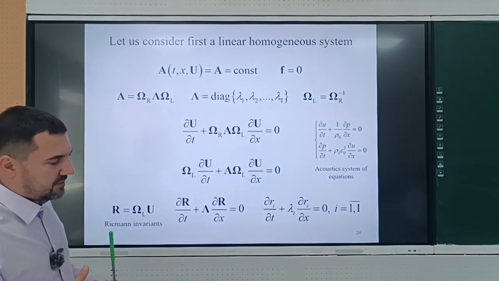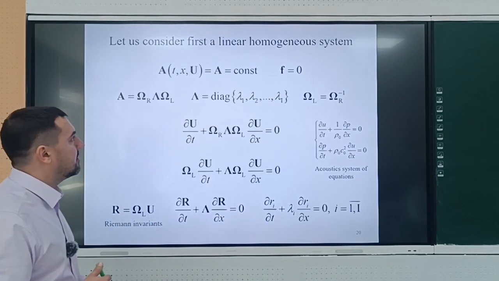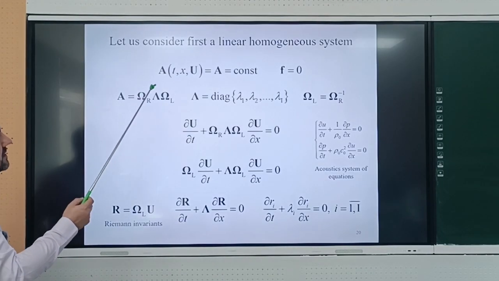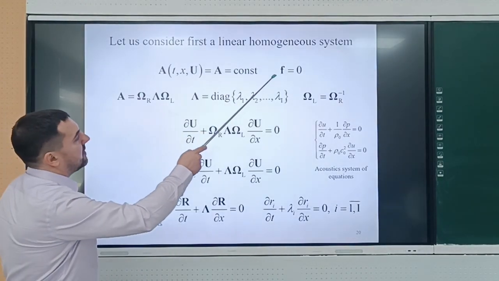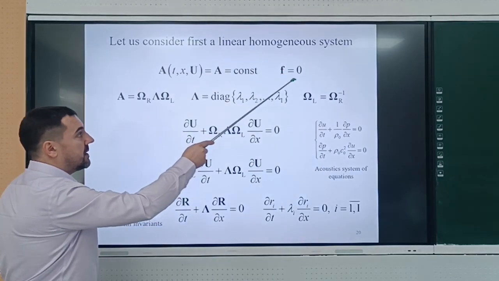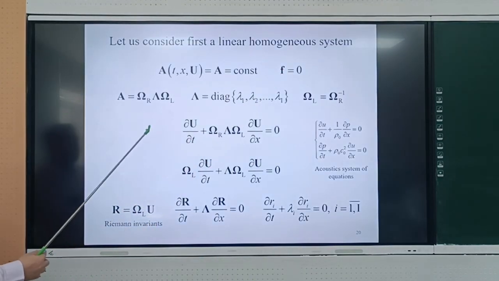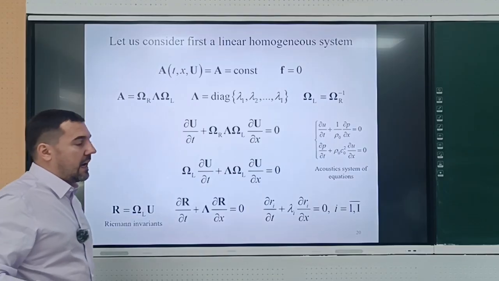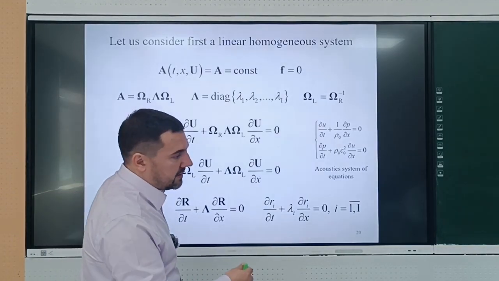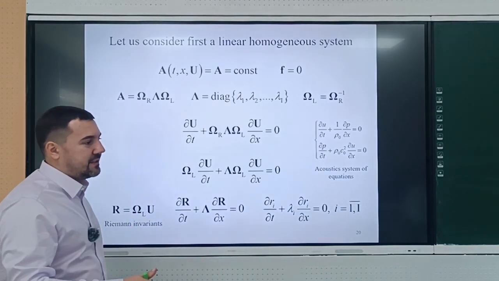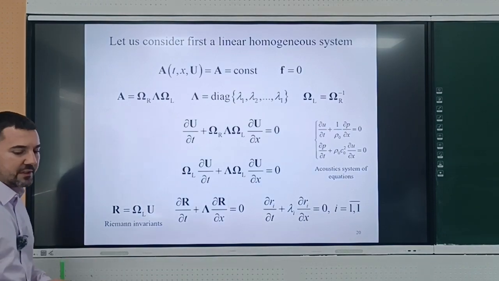Dealing with a nonlinear system is a bit difficult. Let's start with a linear system. So let us consider first a linear homogeneous system, I mean a system with the right-hand side term equal to 0. So what are we going to do? I want to construct a finite volume numerical scheme as a generalization of the Courant-Isaacson-Rees numerical scheme.